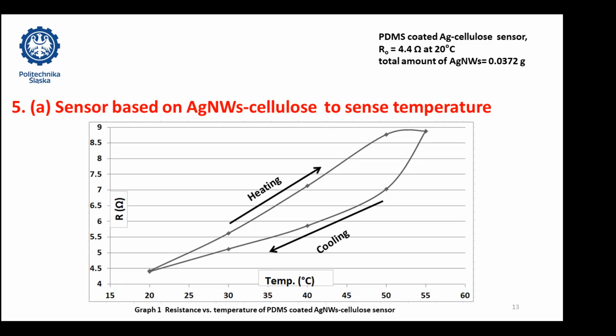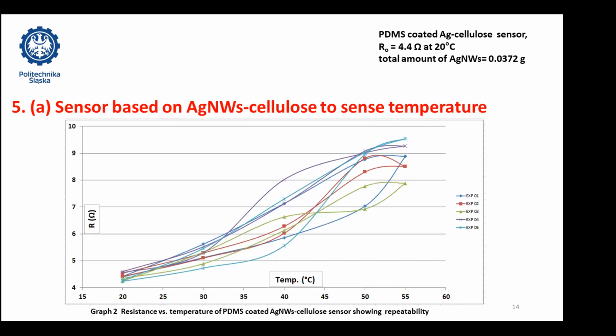Now coming towards part B, here I have performed 5 different sets of experiments, and the temperature ranges from 20 to 55 degrees Celsius. On the y-axis, you can see the resistance. The main purpose of this experiment is to show the repeatability. As you can see, the starting point, the finishing point and the reversibility are very good, and the repeatability of our sensor is also good.